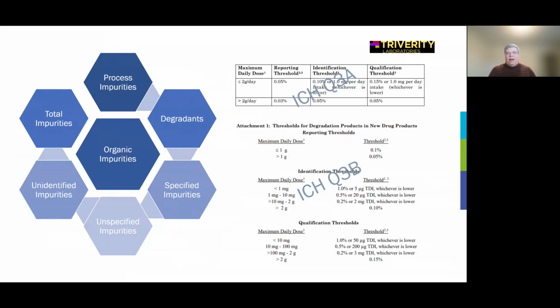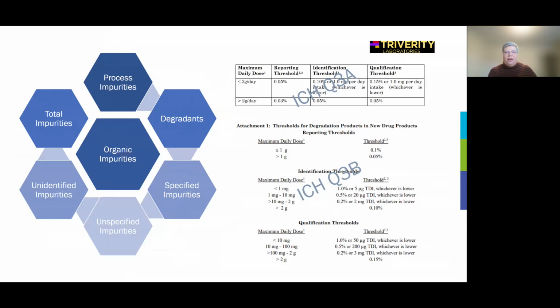So then we have unidentified impurities, which are impurities that we don't have a name for. A lot of times the unidentified impurities would be listed with a relative retention time, but we don't know what it is. And so you can have unidentified impurities that are still specified impurities, and unidentified impurities that are unspecified impurities.